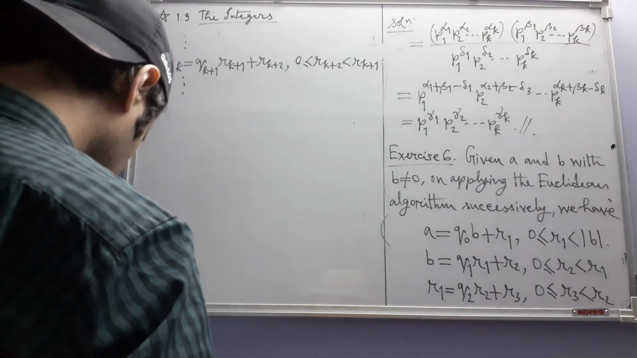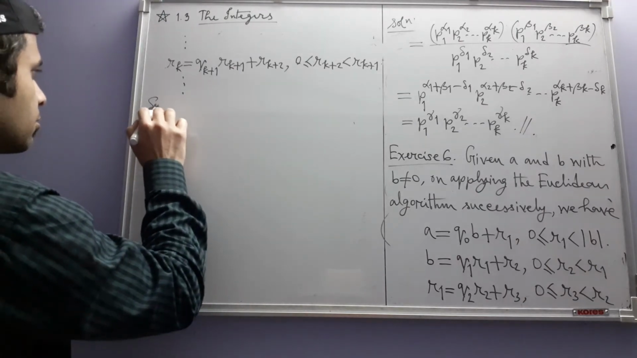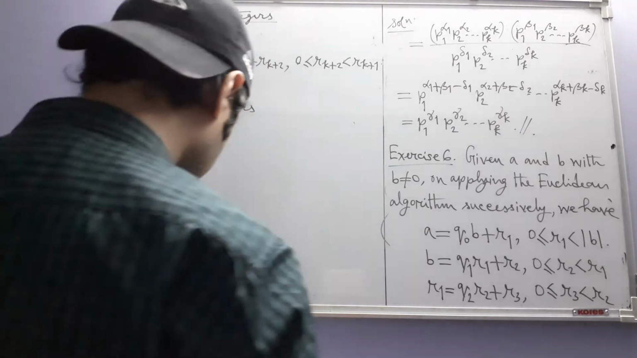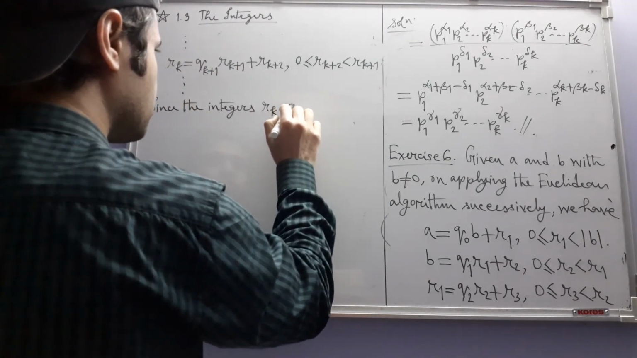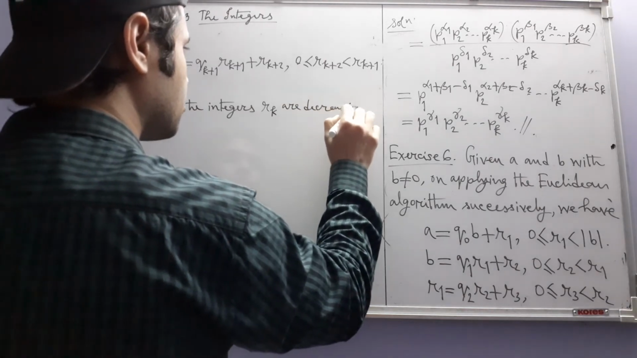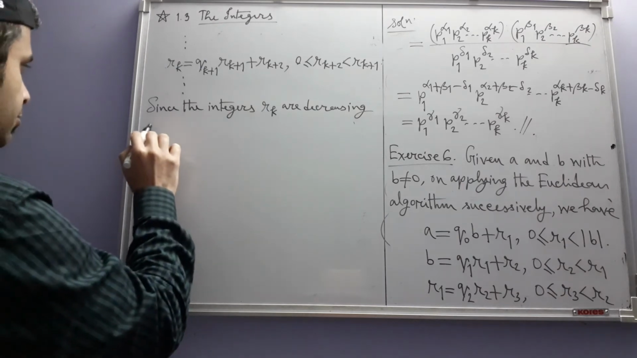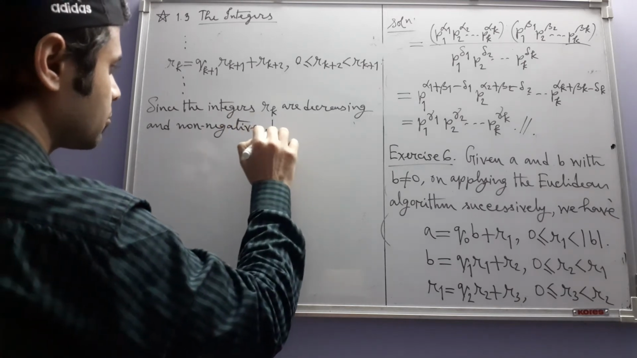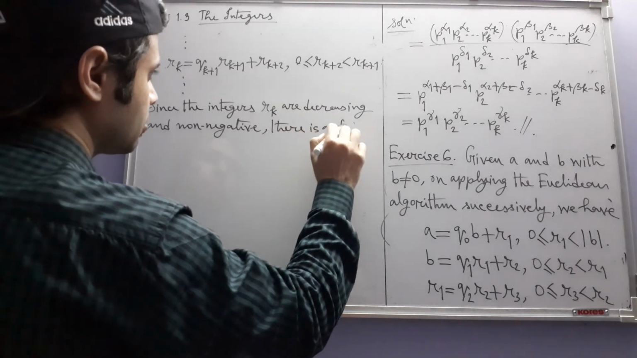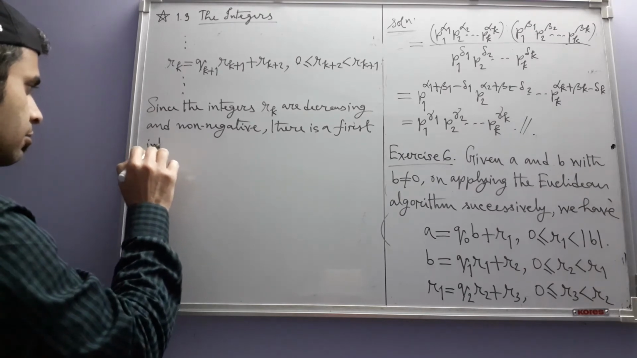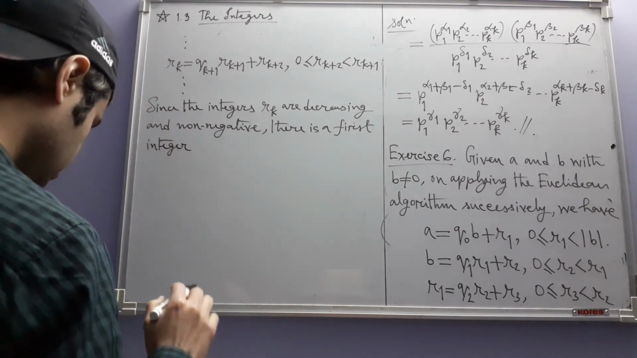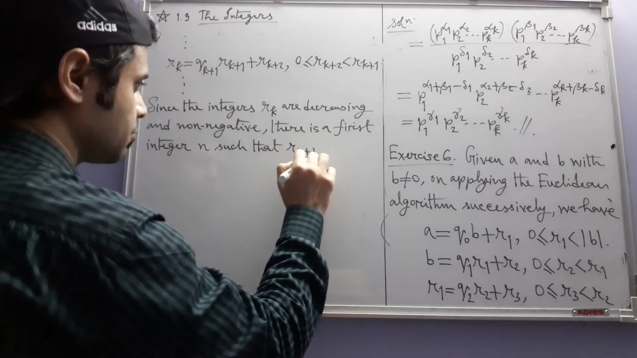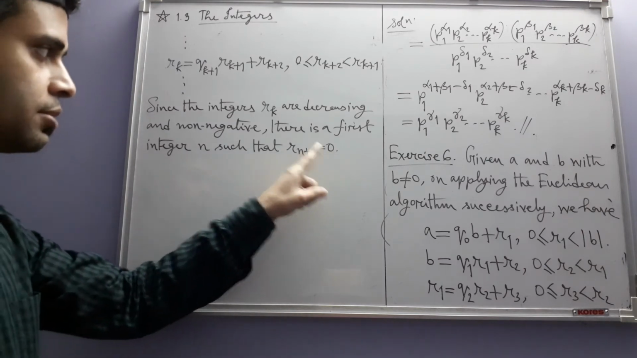So that's what is written here. Since the integers Rk are decreasing and non-negative, there is a first integer n such that Rn plus 1 is equal to 0. So this is the first zero remainder.